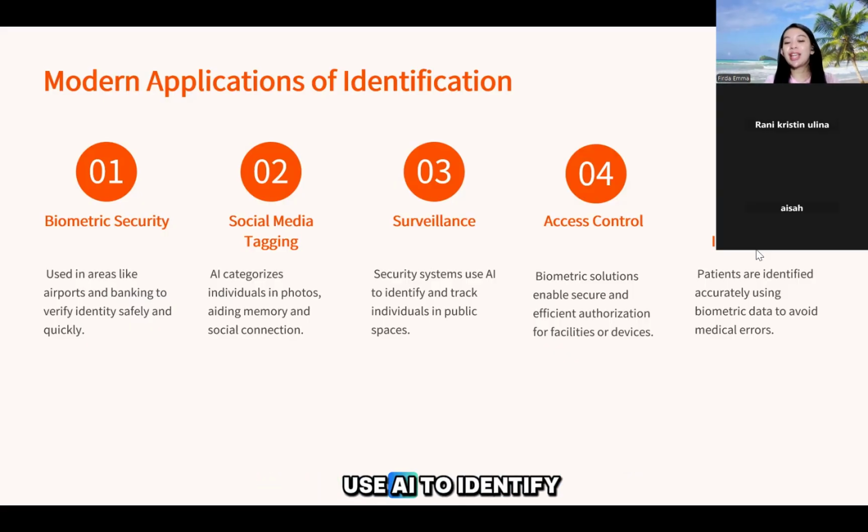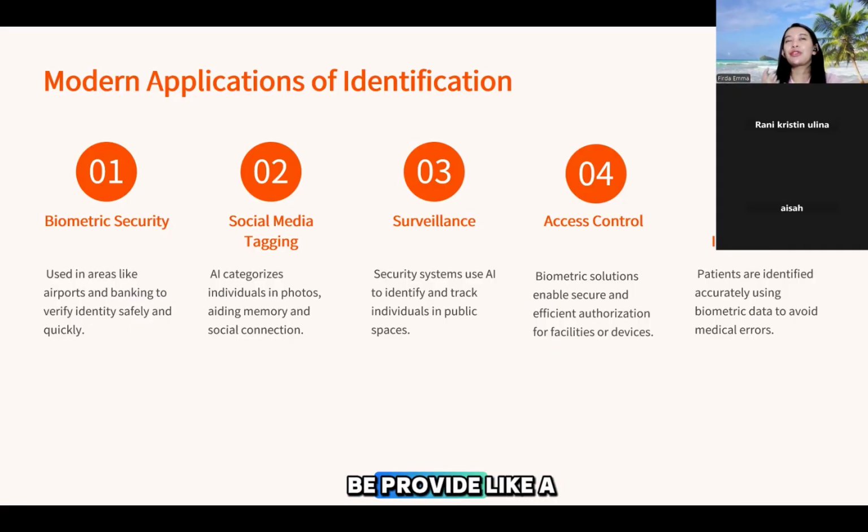And the third is surveillance. Security systems use AI to identify and track individuals in public spaces. It's not common for us, that's why I can't explain a lot about surveillance. And the fourth thing is access control. Biometric solutions enable secure and efficient authorization for facilities or devices. Sometimes we can find it in modern companies for access control, like the key card.